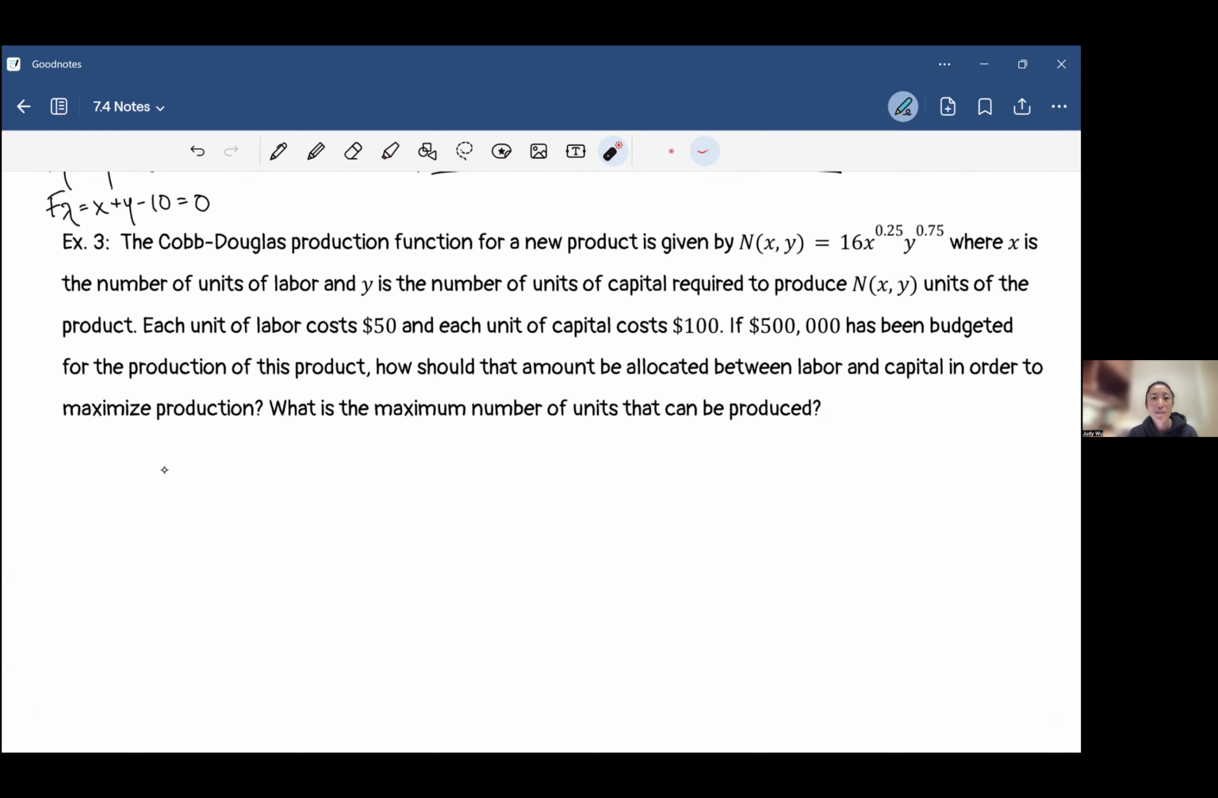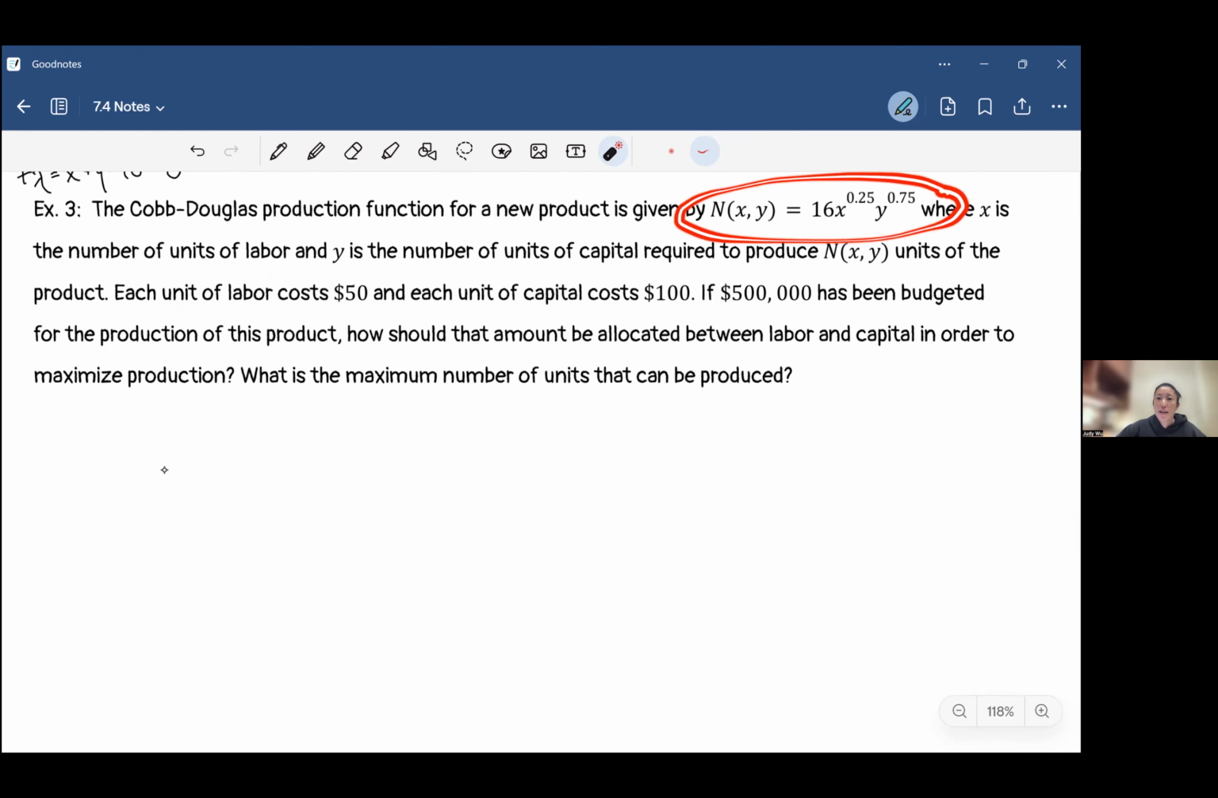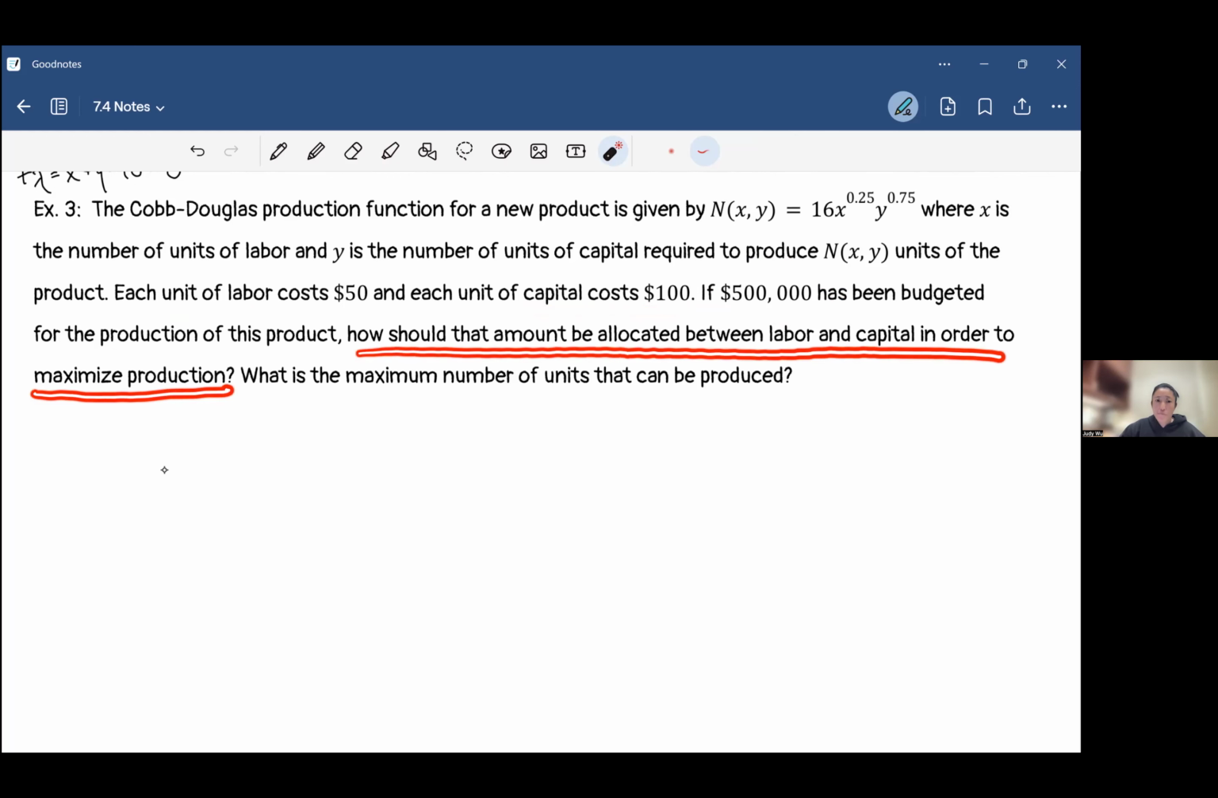So the Cobb-Douglas production function for a new product is given by this function: N of x, y equals 16x to the 0.25, y to the 0.75. And x is the number of units of labor, and y is the number of units of capital. Now, they also tell us that labor costs 50 and capital costs 100. And if they budget $500,000 for the production, they want to know how much of the amount should be allocated between labor and capital so that we have maximum production.